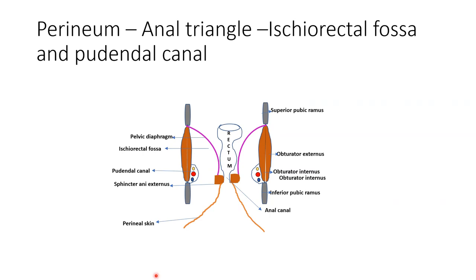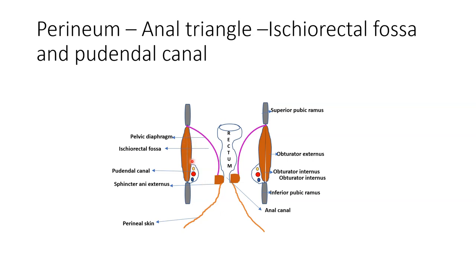Now coming to the anal triangle. Look at the picture. You can understand the pelvic diaphragm, which is formed by the levator ani, and below it you are seeing the sphincter ani externus muscles, which you are seeing in the pelvic wall. And you can see the rectum and its continuation, anal canal passing into the perineum.